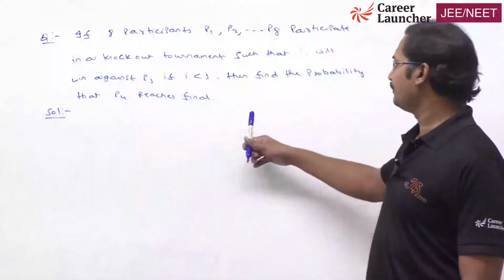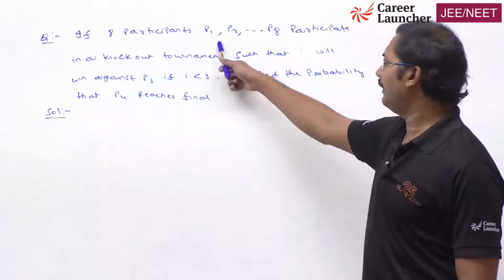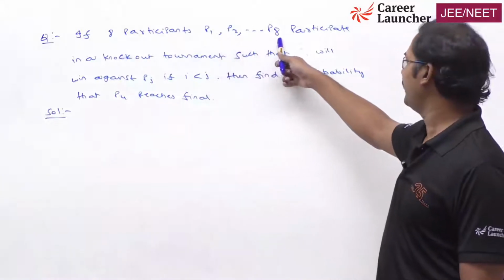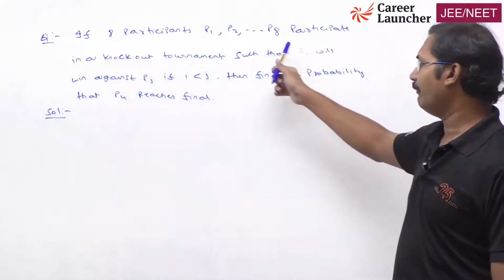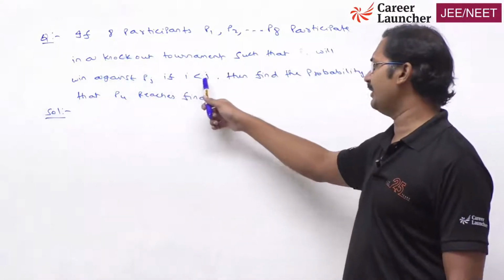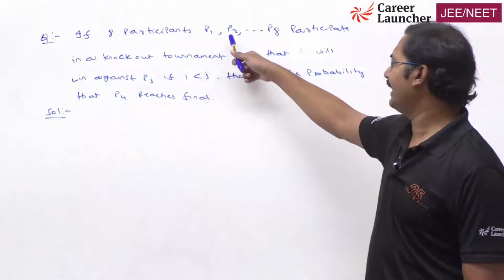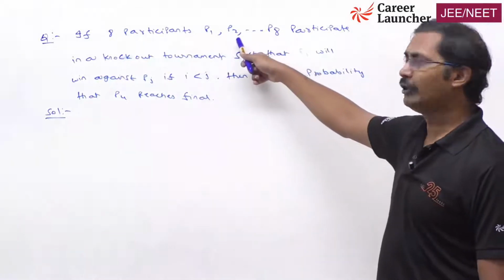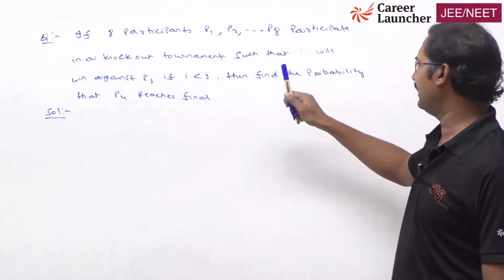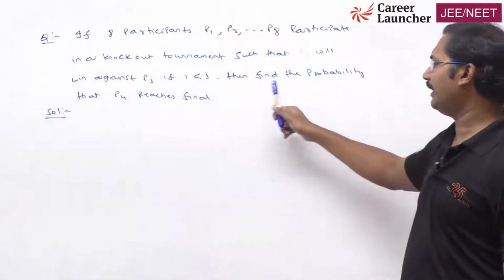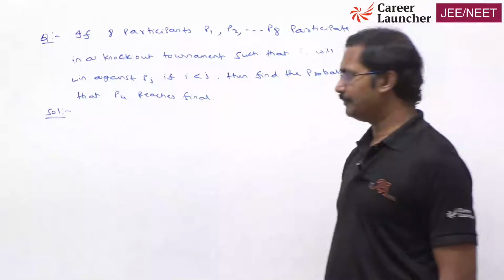See the next question. If 8 participants P1, P2, P3 and so on up to P8 participate in a knockout tournament such that Pi will win against Pj if i is less than j. That means P1 will win against all the remaining participants, P2 will win against P3 to P8, and the same continues till P7. Now find the probability that P4 will reach the final.